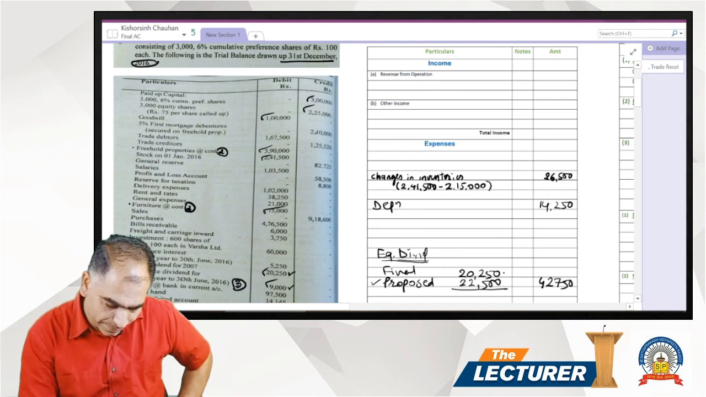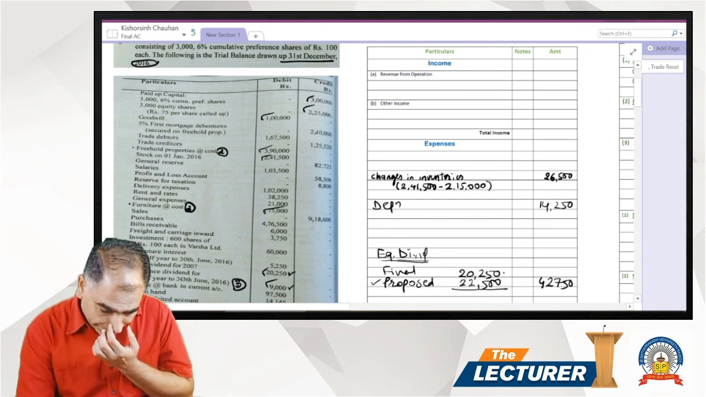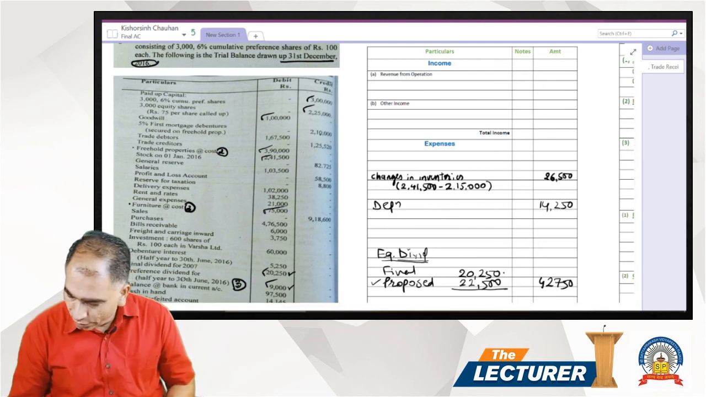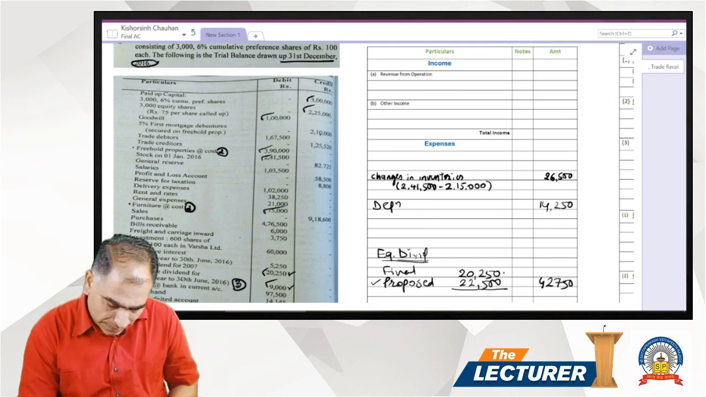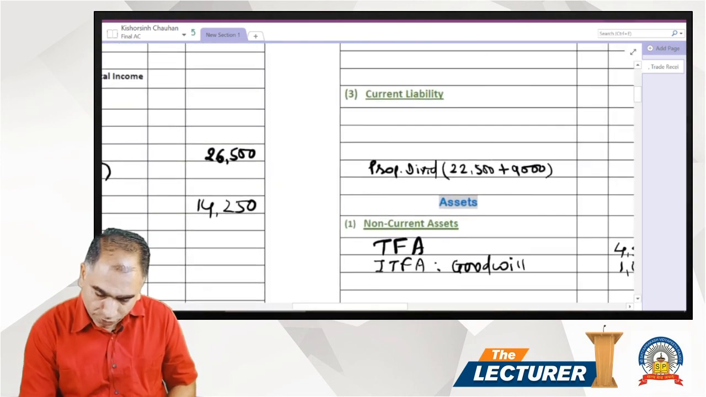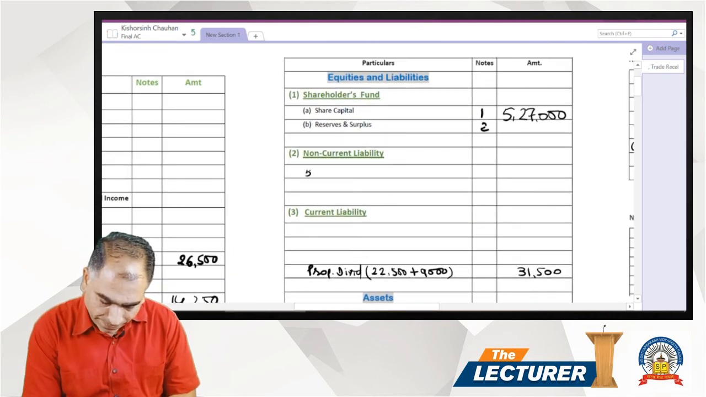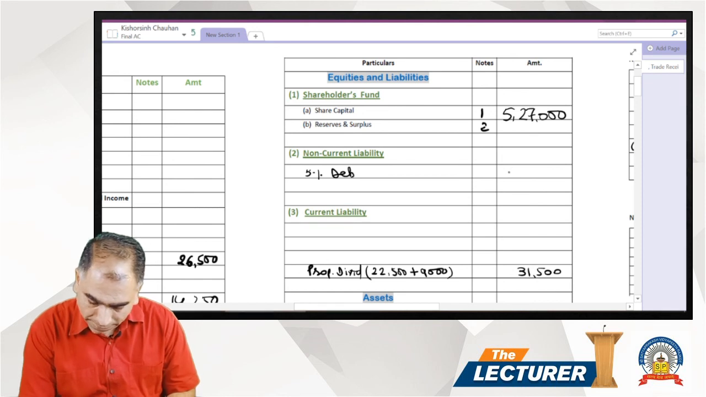5% mortgage debenture 210. Debenture credit balance says, so it's your liability. Liability will goes in the balance sheet. It's long term borrowing. Debentures 5% debenture 210. So in the non current liability you will have 5% debenture, that is 2,10,000.